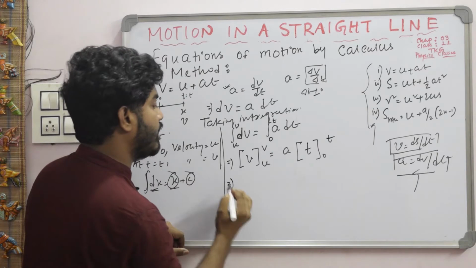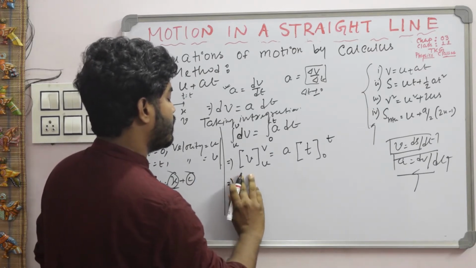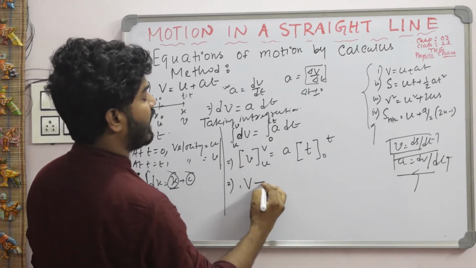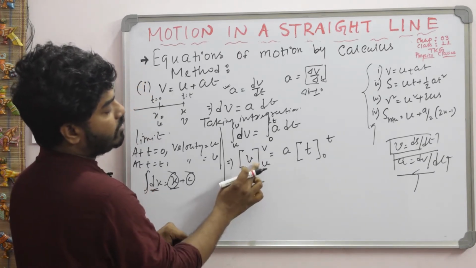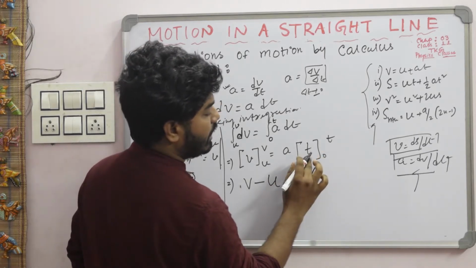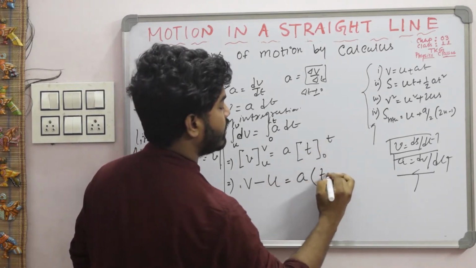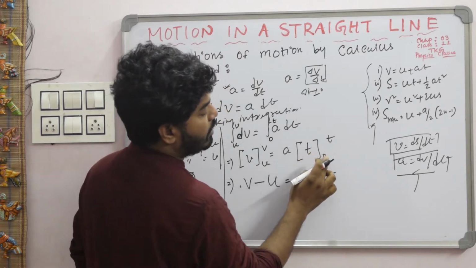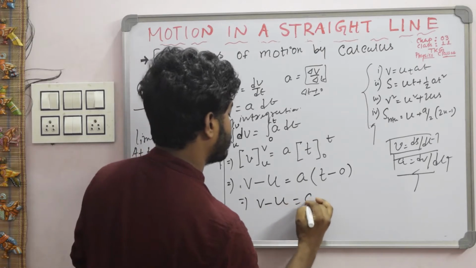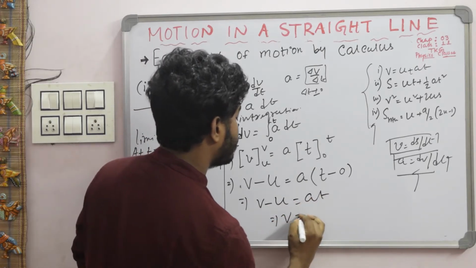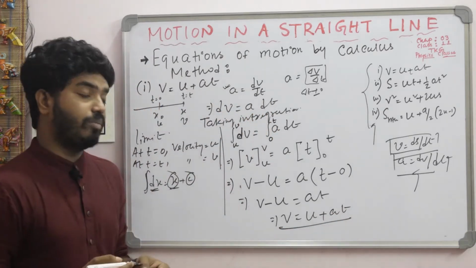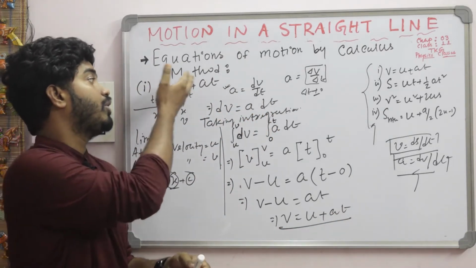Now putting in the limits, first you have to write the upper value in place of v, that is v, then minus the lower value, that is u. So v minus u is equal to a. In place of t you have to write the upper value, that is t, minus the lower value, that is 0. So this equation gives v minus u is equal to at. So v is equal to u plus at. Okay, so this is the proof of the first equation, v is equal to u plus at, by using the calculus method.